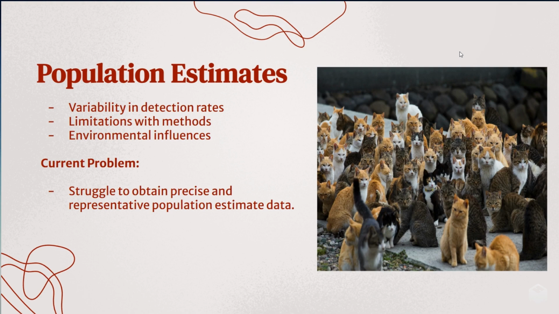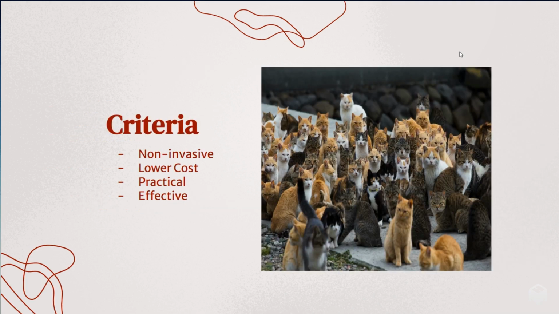Population estimates provide an understanding of the current and potential future size and distribution of a population. The current problem is that researchers studying feral cats in urban environments struggle with obtaining precise and representative population estimate data. This imprecision results from factors such as variability in detection rates, limitations with methods, and environmental influences, which lead to inconsistent results across sampling periods, even when the underlying population remains stable.